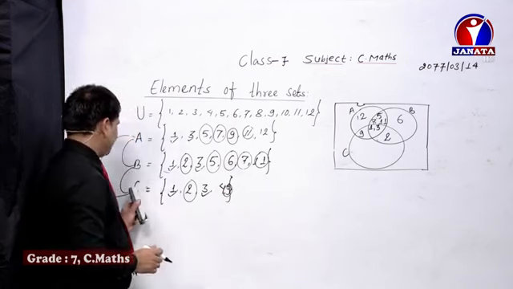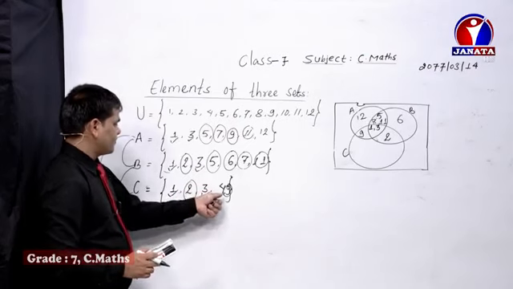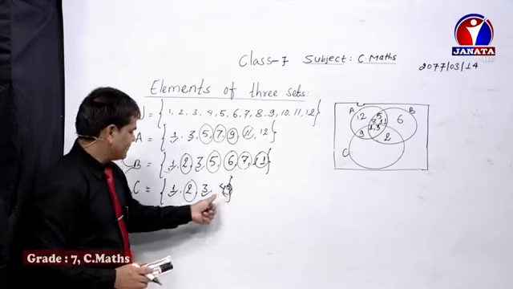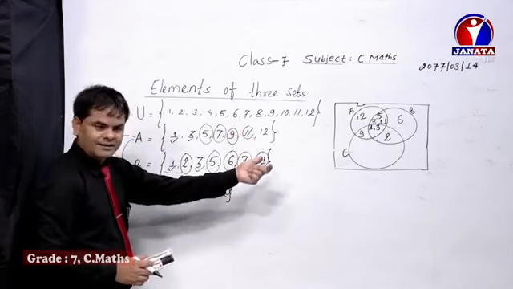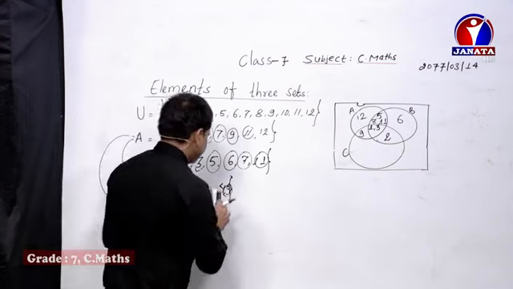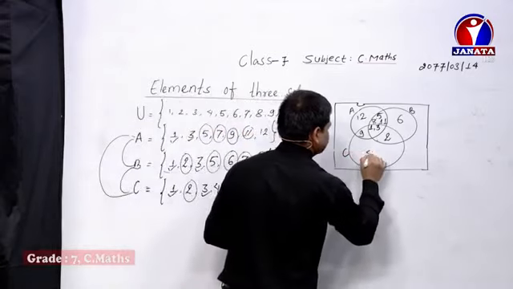Okay. Now if you see set C, 1, 2, 3, 4, 9. 1, 2, 3 and 9 we have already ticked. That means no need to keep them again. So the remaining one is 4. So 4 should be taken and kept in the place of only C.